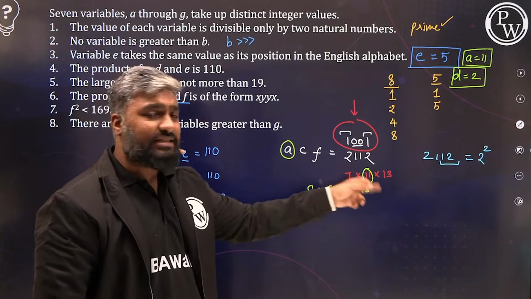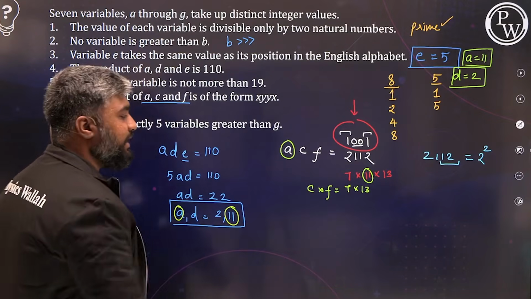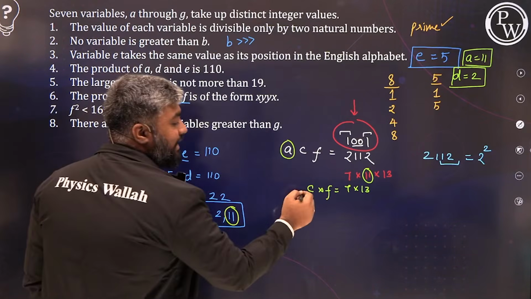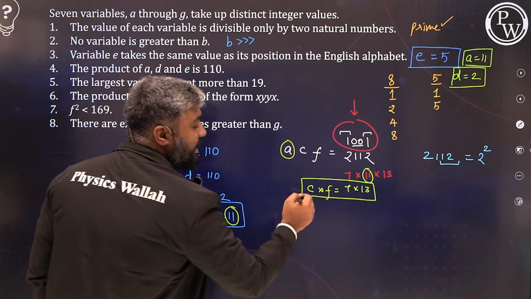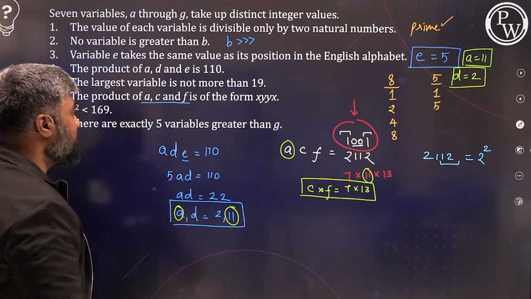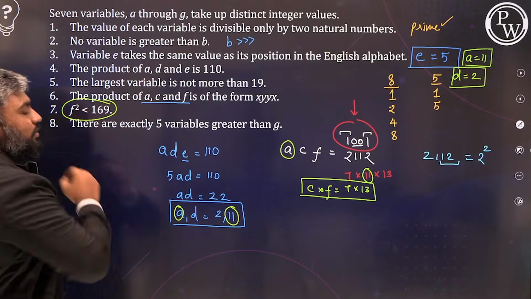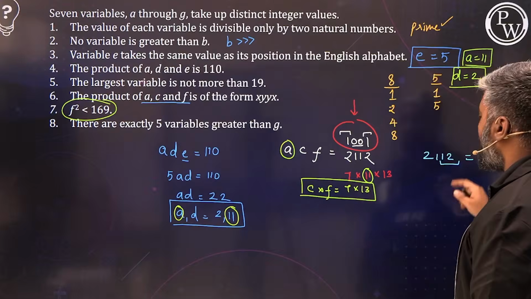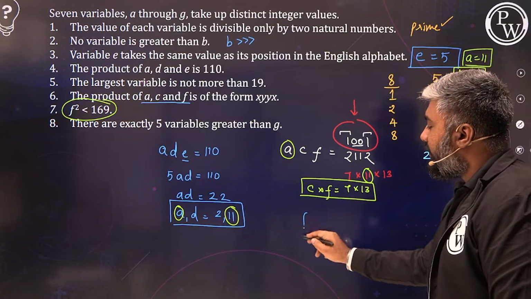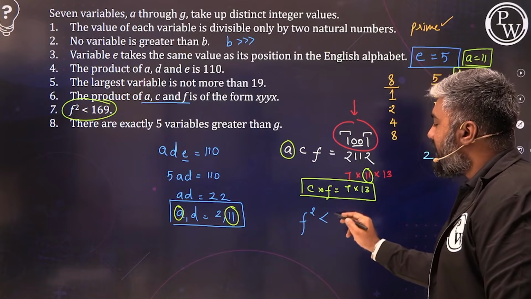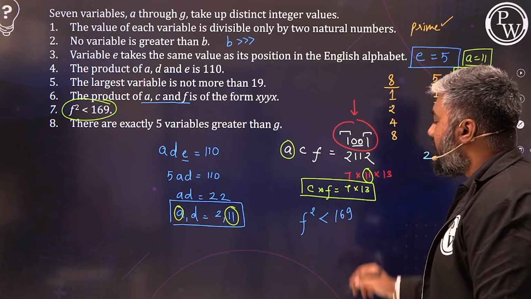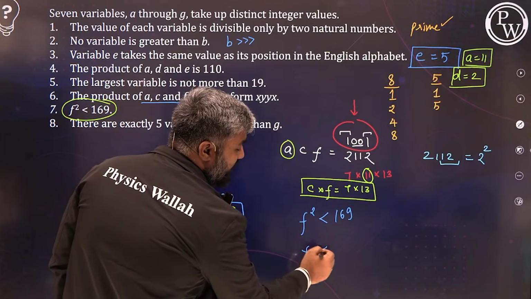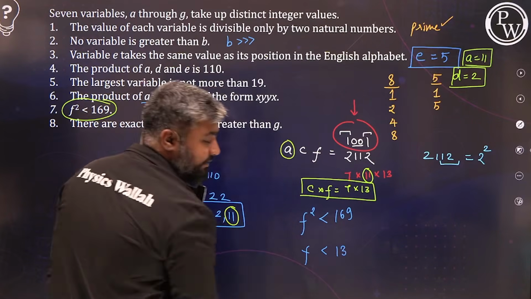If C into F is 7 into 13, what do you keep in mind here? Again, find out the clues that are relevant to this. They should be direct and relevant. What clue can we use? This one, the seventh clue. That says F square has to be less than 169. If I take the square root on both sides, F has to be less than 13.